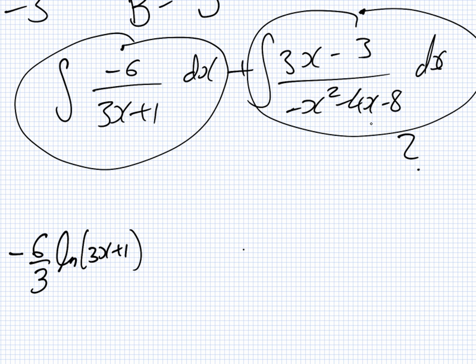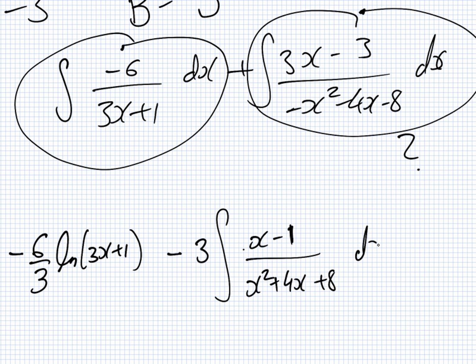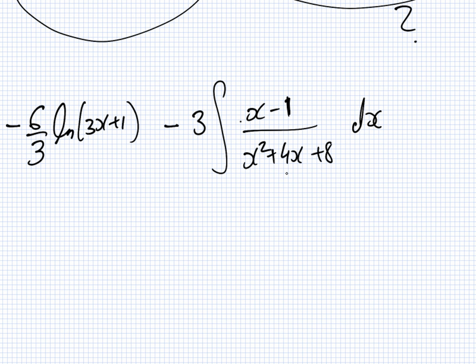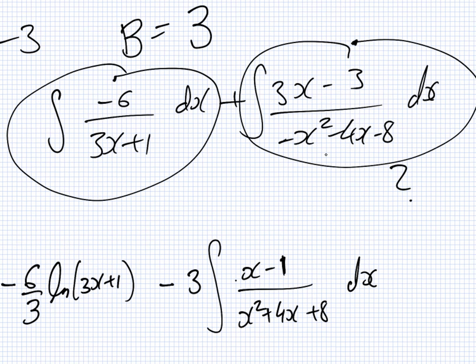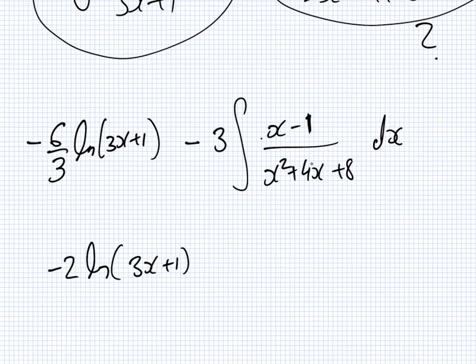Well, first things first. Let's take out the minus and the 3. Okay, let's do that first. So that would be x minus 1 over x squared plus 4x plus 8. Now, what to do next? Complete the square. I only took the minus out of the bottom.